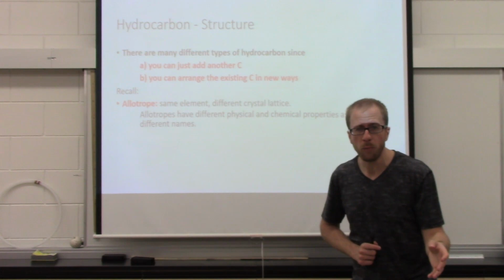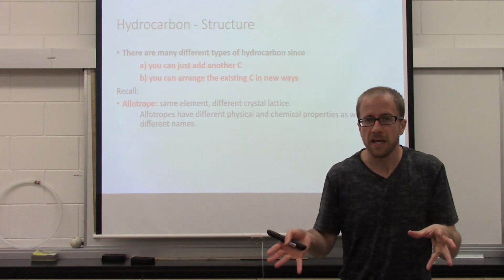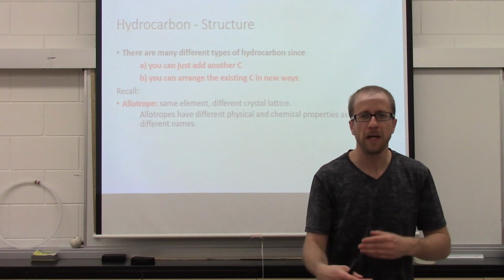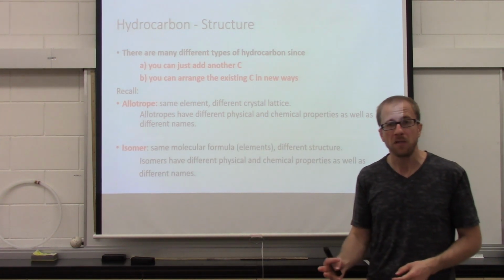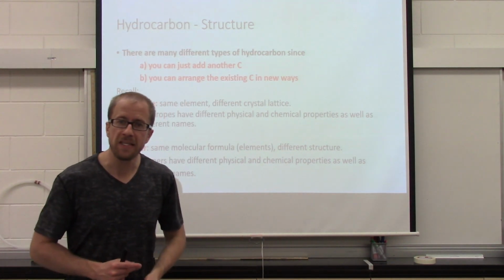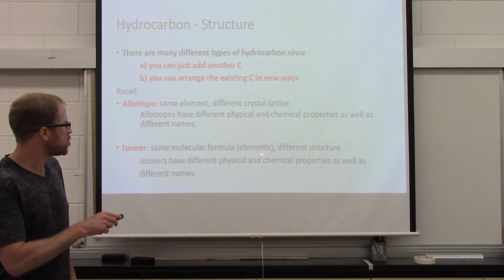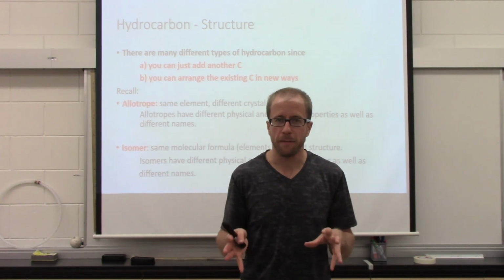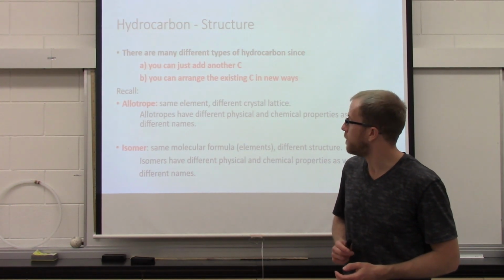Recall for a second allotropes. Those are going to be the same substance but different crystalline structures. Remember the whole discussion we had about graphite versus diamond? Those are allotropes, but something we will be focusing on in this unit is isomers. Isomers have the same molecular formula, but they have a different structural formula. Right? The atoms are bonded together in a different way. So isomers will be a big focus of this unit.